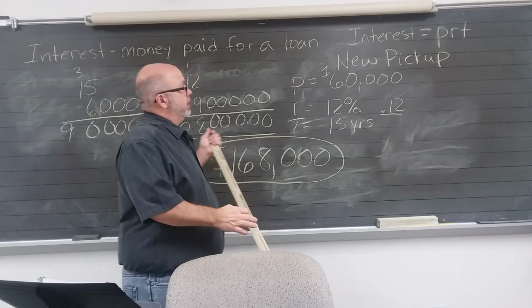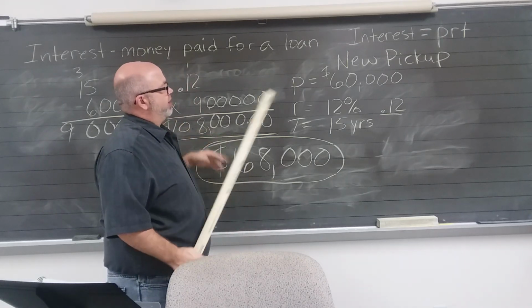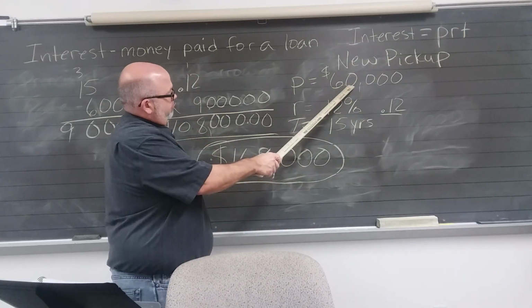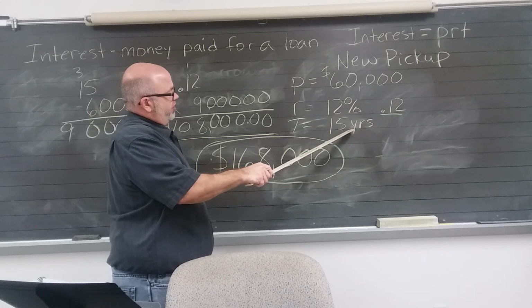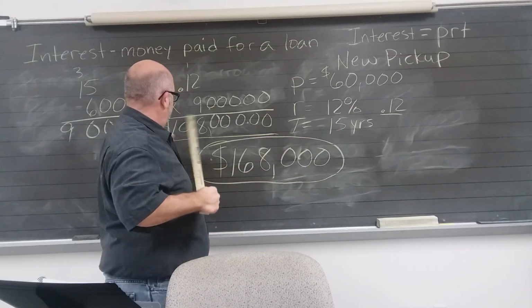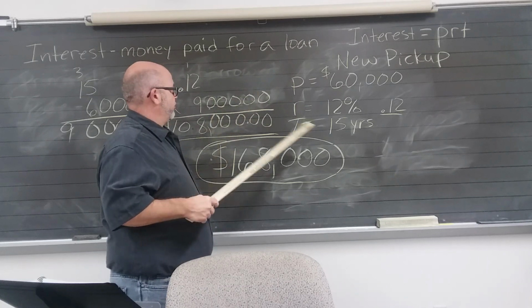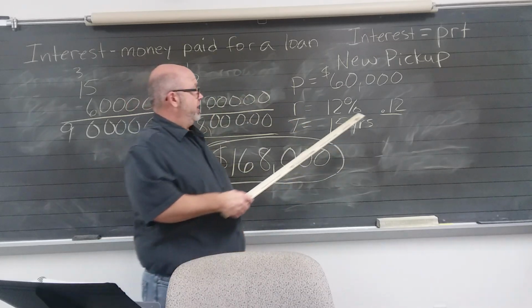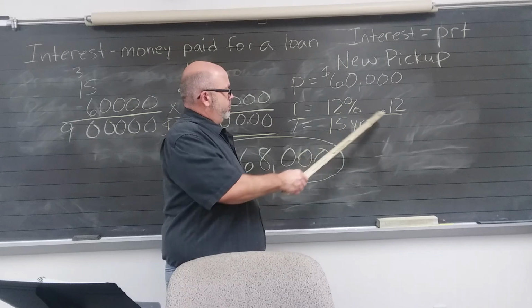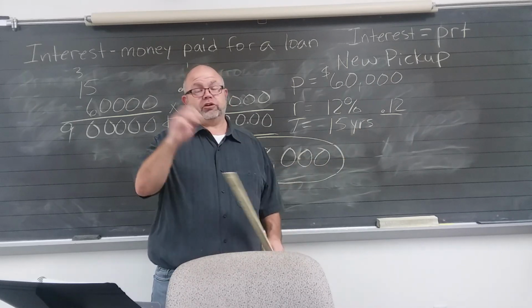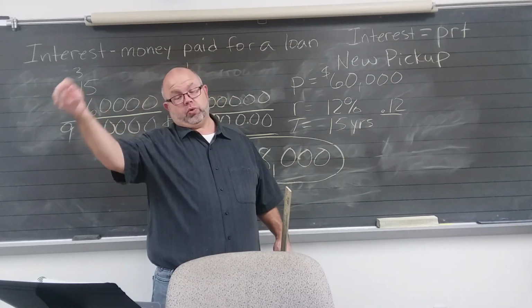So, principal times rate times time gives you interest. Okay? Watch all the zeros. Make sure you put the decimal point at the right place. Make sure this decimal point is at the right place. 0.12, a single digit percent is 0.0, whatever.